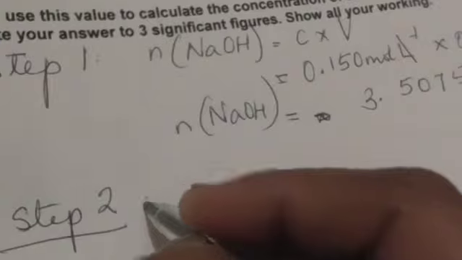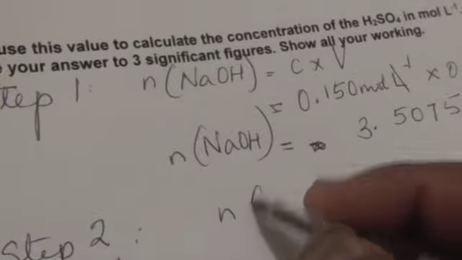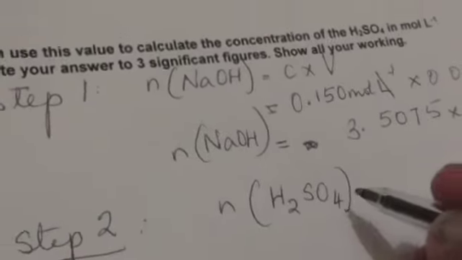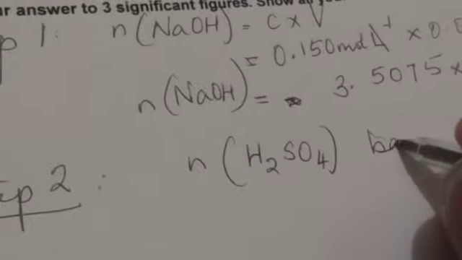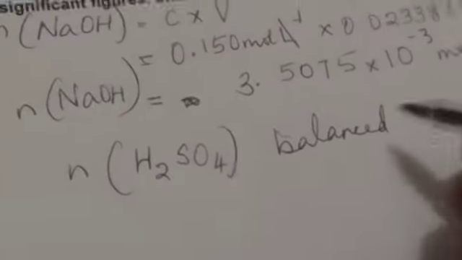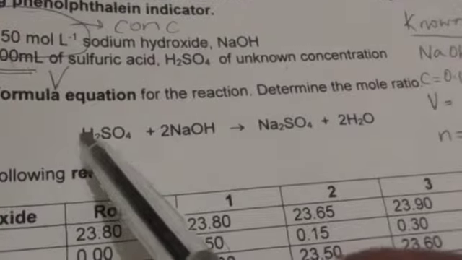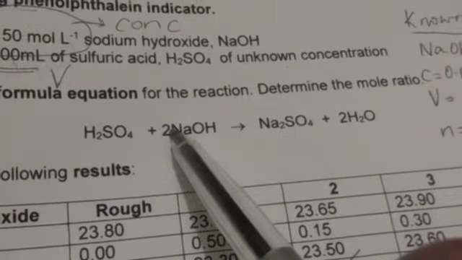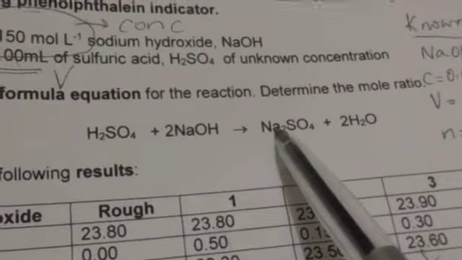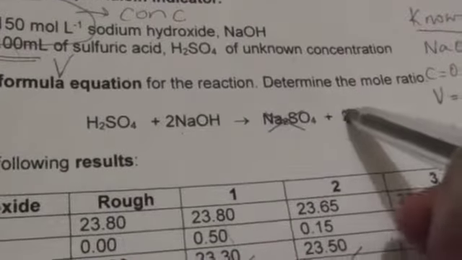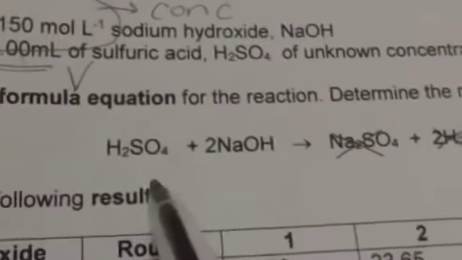So that takes me to step 2. What I'm going to do in step 2 is find the number of moles of H2SO4, which is the other chemical. And for this I need to go back to the balanced equation. Okay, so let's go to the balanced equation. Now read this. 1 mole of sulfuric acid reacts with 2 moles of sodium hydroxide to give us 1 mole of sodium sulfate and 2 moles of water. These two chemicals, I'm not dealing with them here, so I leave them out. The focus is on these two.